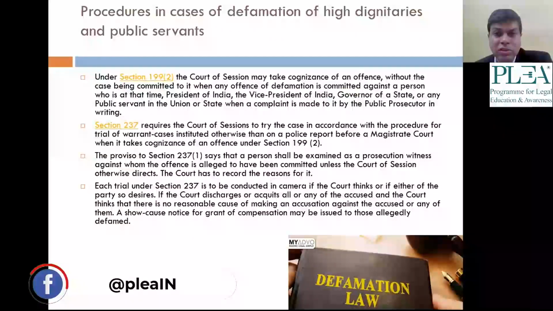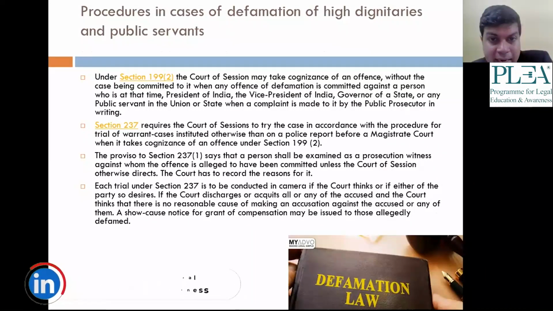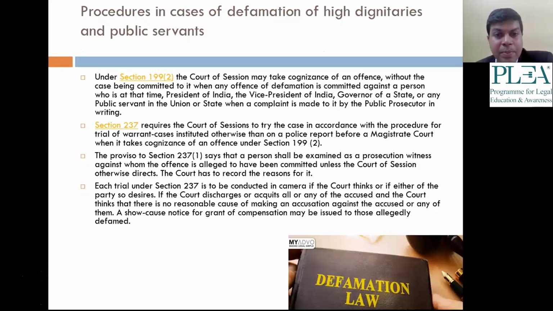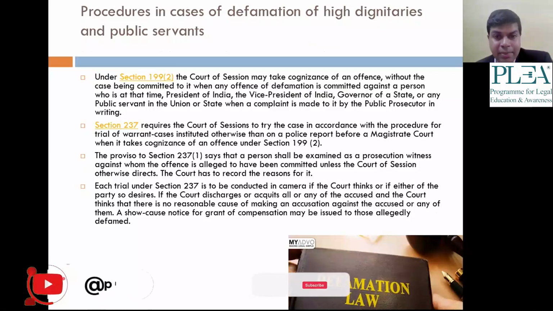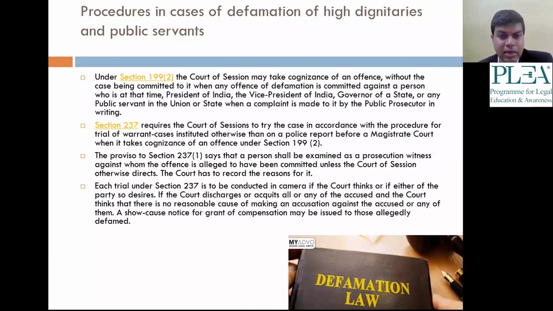Procedures in case of defamation of high dignitaries and public servants. Under Section 199 subsection 2, the court of session may take cognizance of an offense without the case being committed to it when an offense of defamation is committed against a person who is at that time the President of India, the Vice President of India, the governor of a state, or any public servant in the union or state, when a complaint is made to it by the public prosecutor in writing.